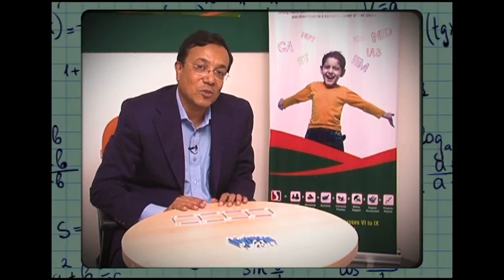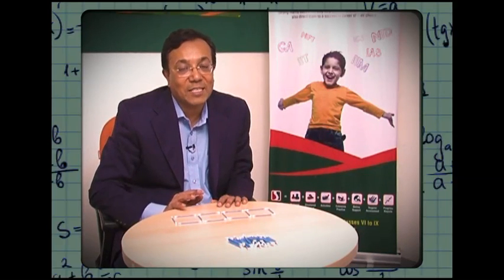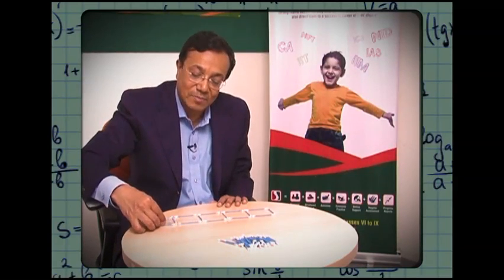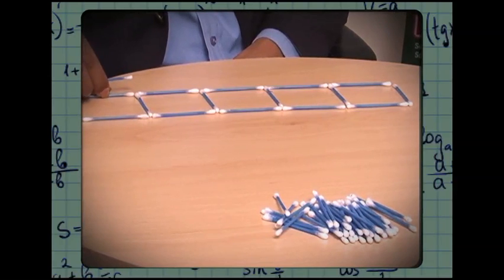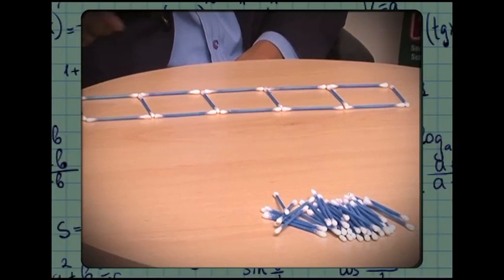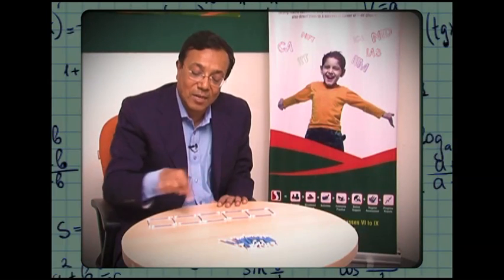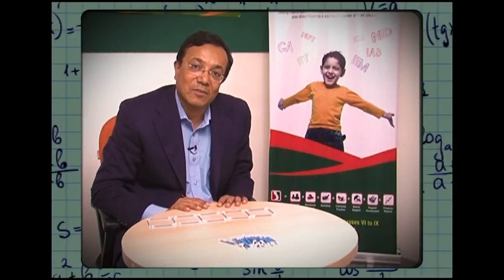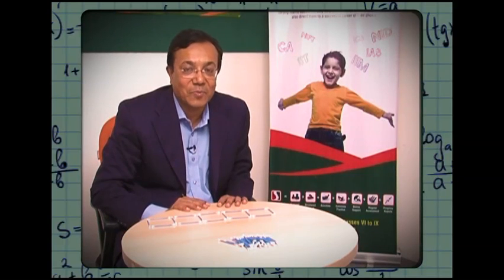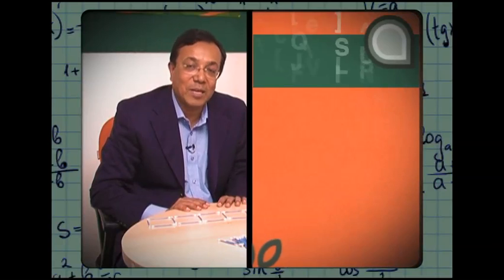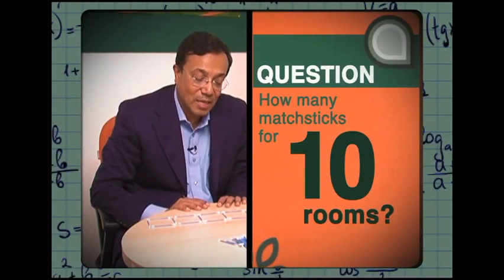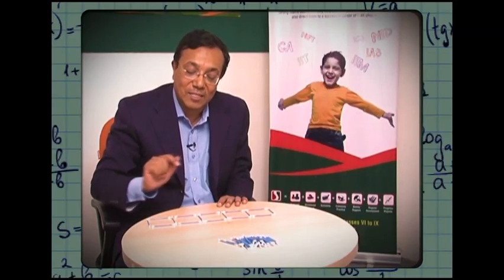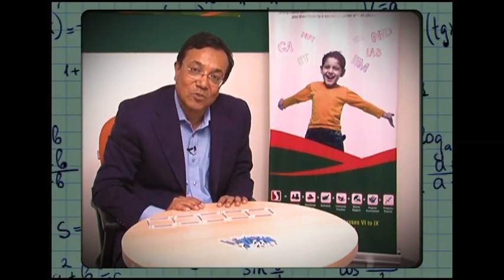At this point, you should ask the child, how many more matchsticks for a room? By now, the answer to that is easy: 3 more. So you have 3 more matchsticks to make 1 more room. So you have 13 matchsticks till now. Now you have 3 more, which is 16. So now if you say how many for 6 rooms, that will be easy. But suppose you were to ask how many matchsticks for 10 rooms. Now the question becomes a little bit more interesting.